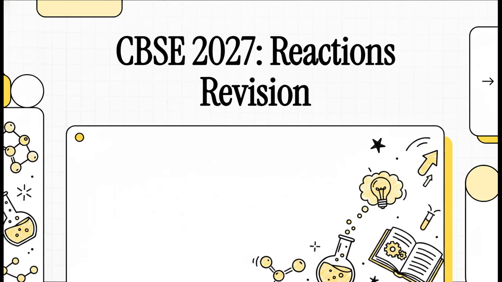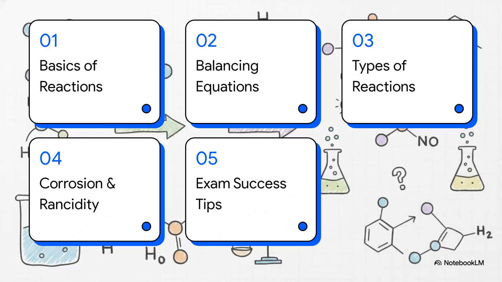Welcome to this explainer. Look, if you're aiming for top marks in your Class 10 science exam, you already know that Chapter 1 is the foundational bedrock of all things chemistry. So, we're taking your dense revision notes and transforming them into a high-octane cheat sheet designed specifically for the CBSE 2027 pattern. We're going to break down these concepts step by step to guarantee you don't just memorize, but actually understand the core material. So here's what we're looking at today.